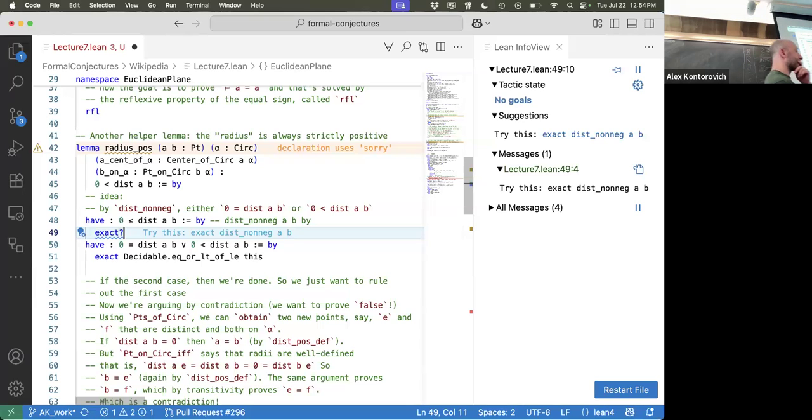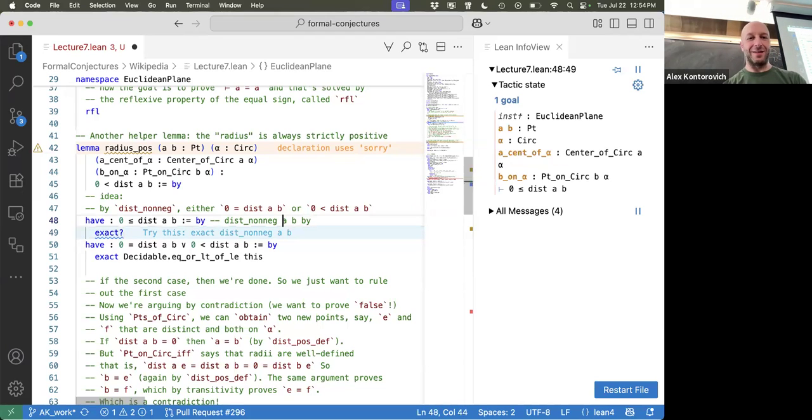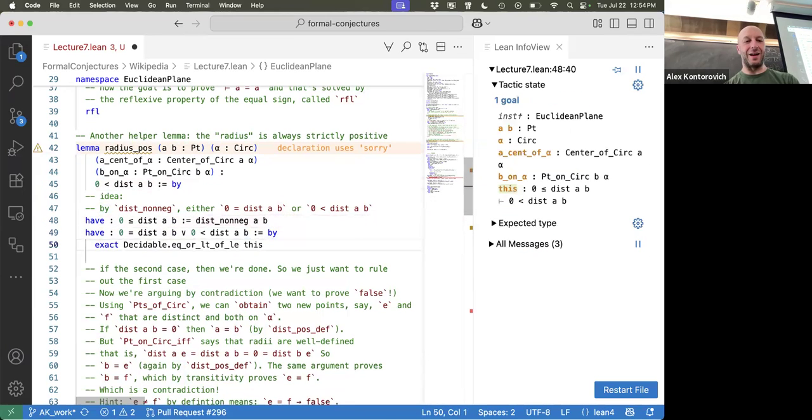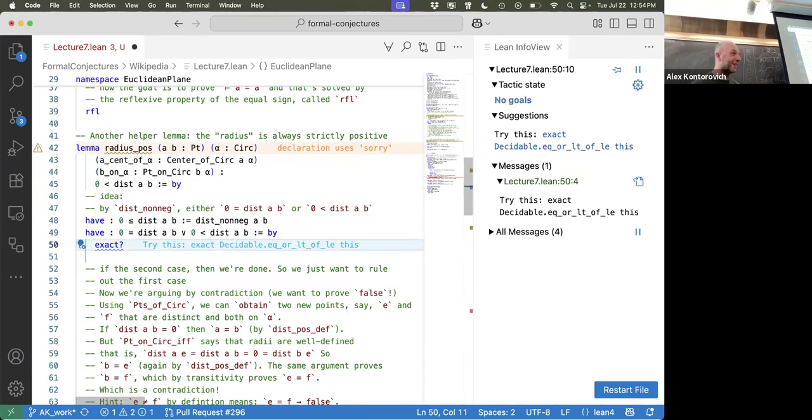So where did you get the thing that says less than or equal? Yeah. So let's look at it again. I'm just going to revert this back to dist non-neg a b, and then I did an exact question mark. And it said, try this, and it says a whole bunch of things, Decidable.eq or LT of LE. You're either equal or you're strictly less than or equal to. And what's the less than or equal to? This. The previous thing that we didn't give a name is called this. So that's why it says that code will solve it.